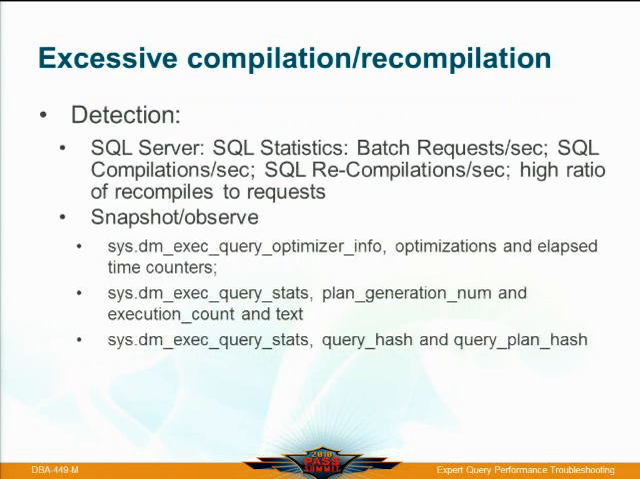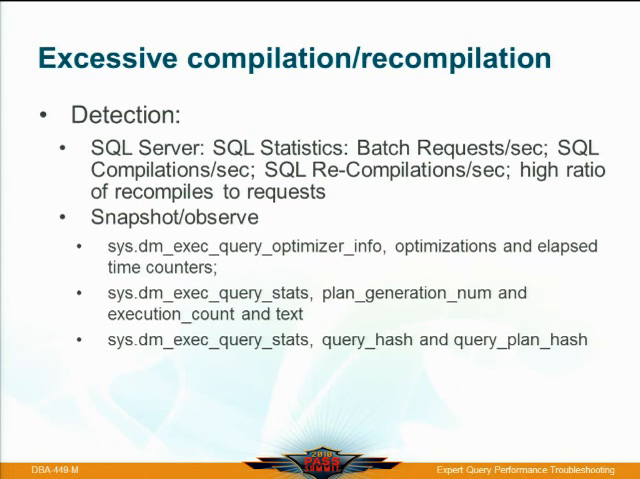So how can you detect compilation and recompilation? You can look at the SQL trace event, SQL statistics batch requests, and SQL compilations per second. If you see a high ratio of recompiles to incoming requests, you can investigate why you are seeing this, whether this is desired behavior of your system, and if you can change it in any way. If you want to look in the DMVs, I'm listing a couple of them here with a few specific columns on them.